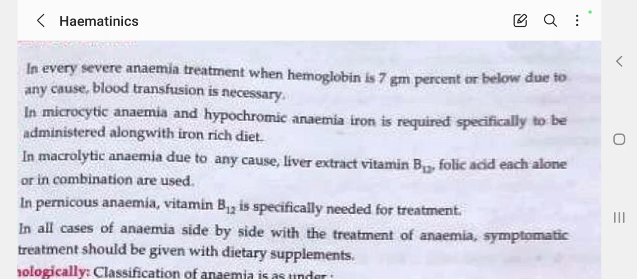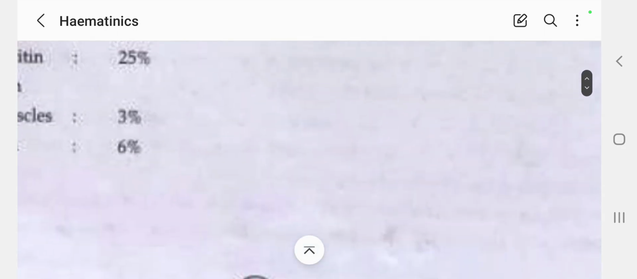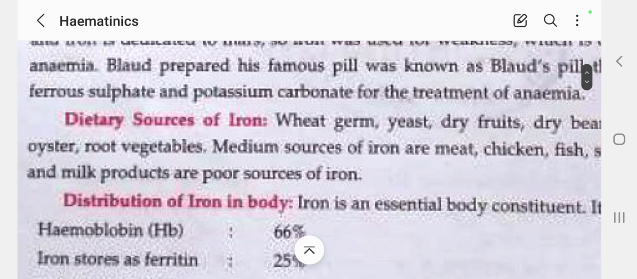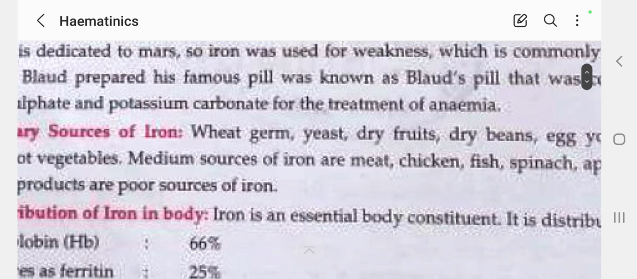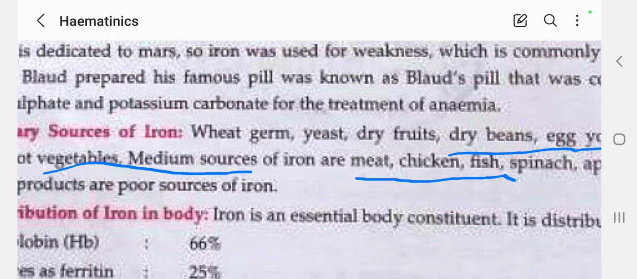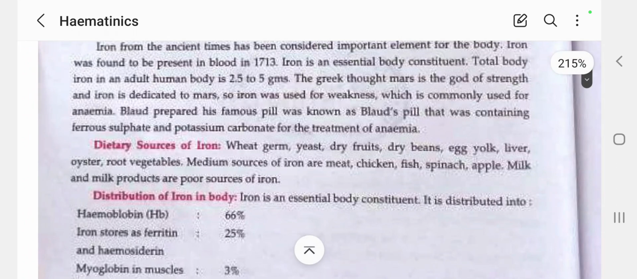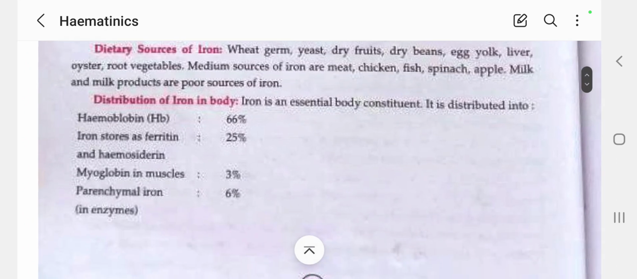We already discussed the major sources of iron. These are the dietary sources of iron: wheat germ or yeast, dry fruits, dry beans, egg, and vegetables. The medium sources of iron are meat, chicken, fish, spinach, and milk and milk products.